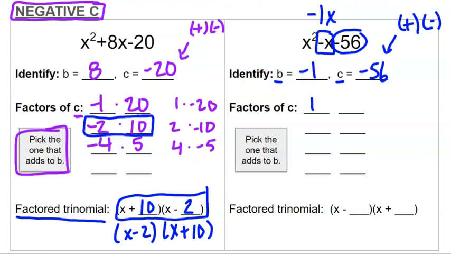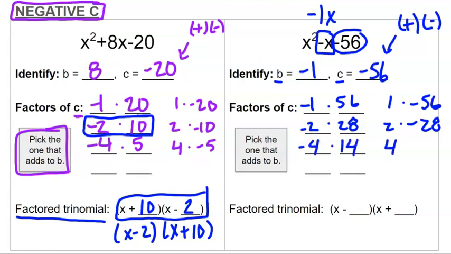So factors of 56, we have 1 and 56. So make sure we set up both cases. 2 and 28. 4 and 14. And 7 and 8.